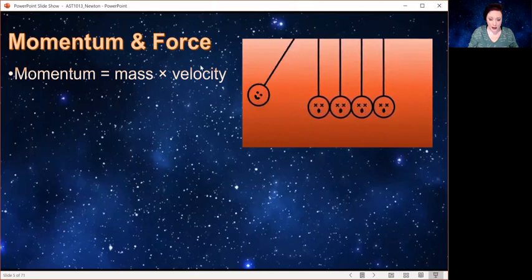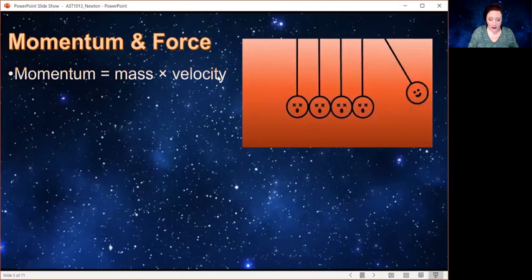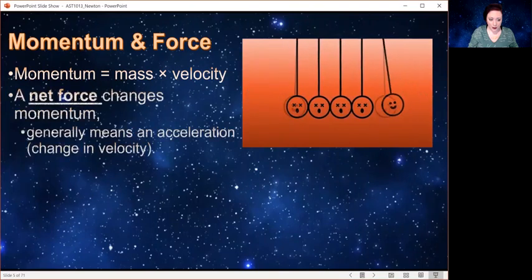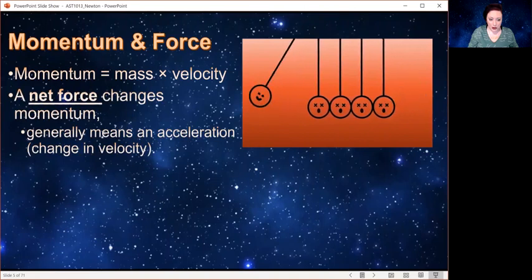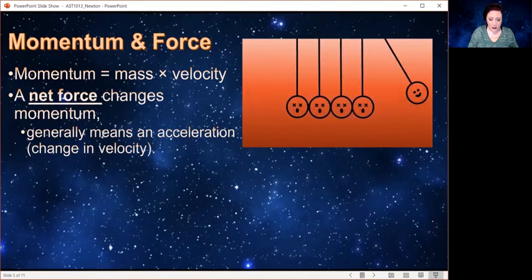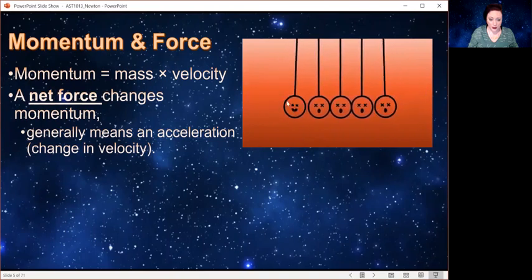Each of these balls has a mass. They're all identical. But if they're not moving, they have 0 momentum. Now, if you want to change momentum, you need a force. So here we've got this left-hand ball again, and it is moving. Some of the time it's moving to the left and some of the time it's moving to the right.